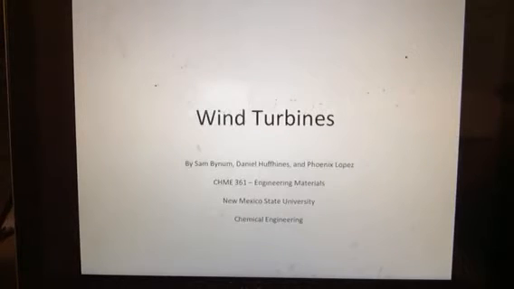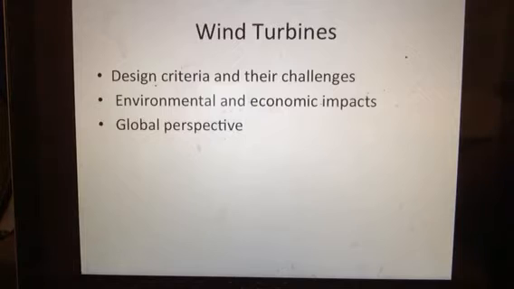Wind Turbines by Sam Bynum, Daniel Huffines, and Phoenix Lopez. Throughout this presentation, we will point out the design criteria which help make this operation successful. We will also discuss their impact environmentally, economically, as well as take a look at them from a global perspective.